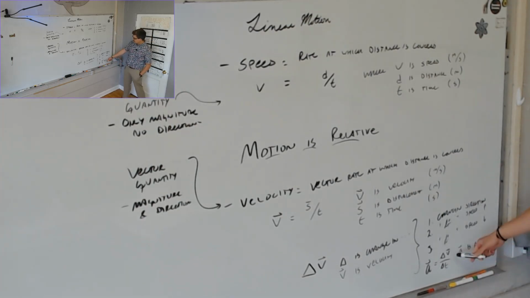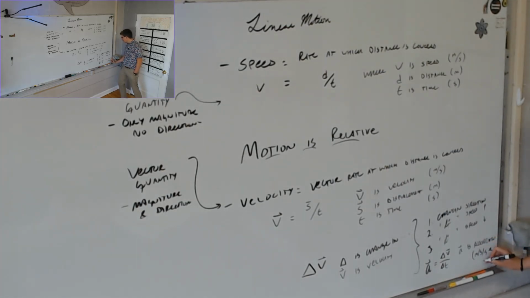Now look at this. If change in velocity is measured in meters per second, and time is measured again in seconds, what's our unit going to be? Meters per second per second, or we call it meters per second squared. That's the standard unit we use for acceleration, meters per second squared.